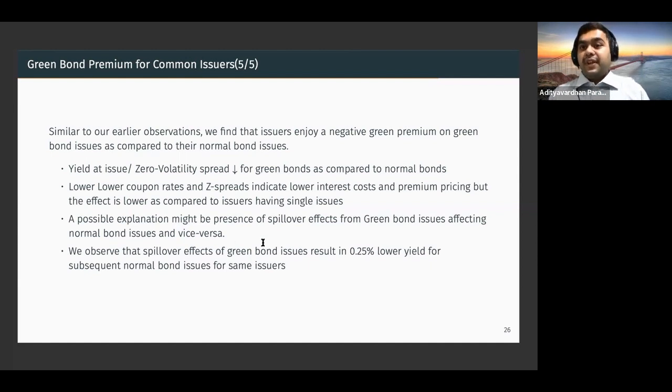Further, the coefficients of the coupon rate related issue are lower as compared to the previous section. We thought that a possible explanation might be the presence of spillover effects of multiple bond issues, or green bond issues affecting normal bonds and vice versa. So in this last part, we try to analyze whether issuing green bonds has any continuing or spillover effect on future issues of the same issuer.